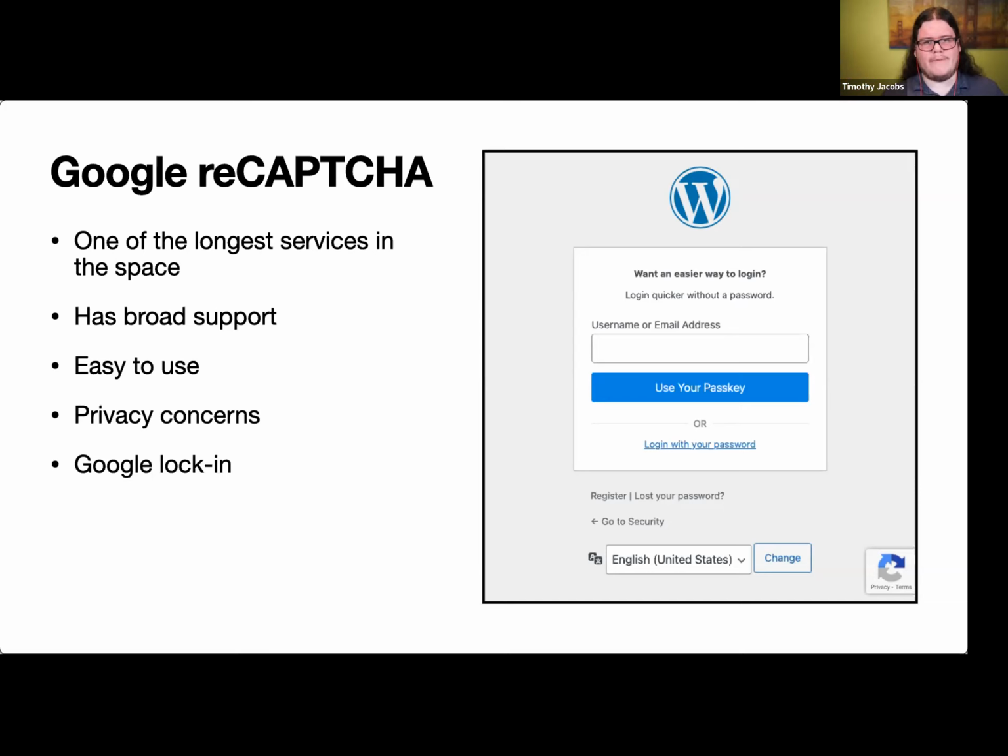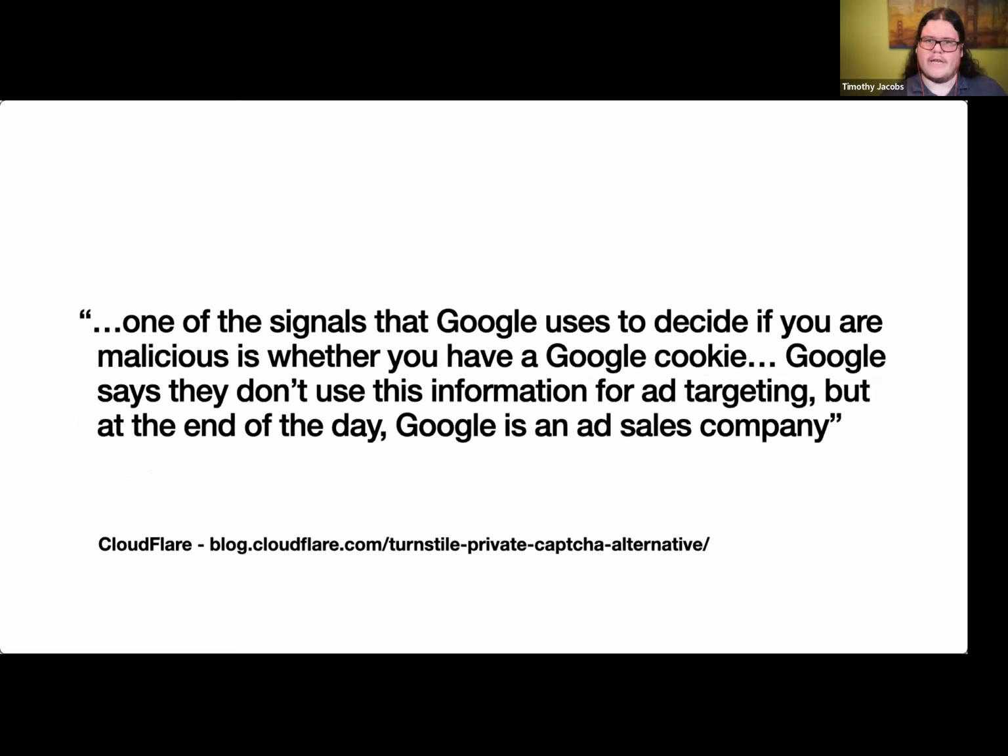But the problem with Google reCAPTCHA is that a lot of users are worried about privacy. Google, at the end of the day, is an ad tech company. I think Cloudflare says this best in their blog post announcing their Turnstile alternative: one of the signals that security researchers determined Google uses to decide whether or not you're a malicious user is if you have a cookie from a Google first-party surface. Google says that they don't use this information for ad targeting, but at the end of the day, Google is an ad sales company. So it's hard to tell what is happening there and how that data is being treated, and they haven't been very clear about how that process works.